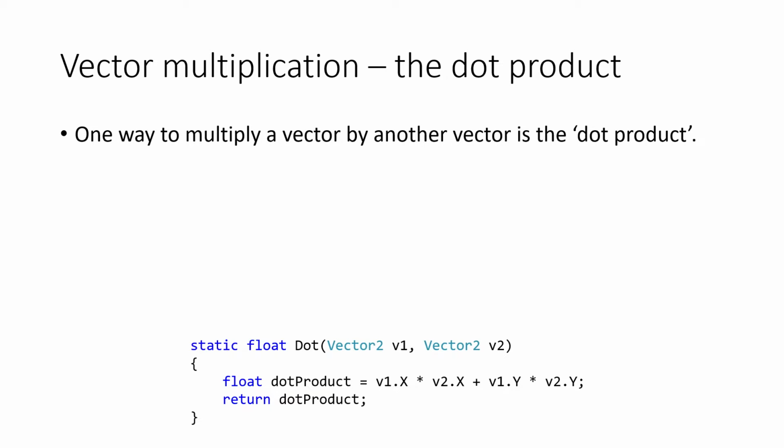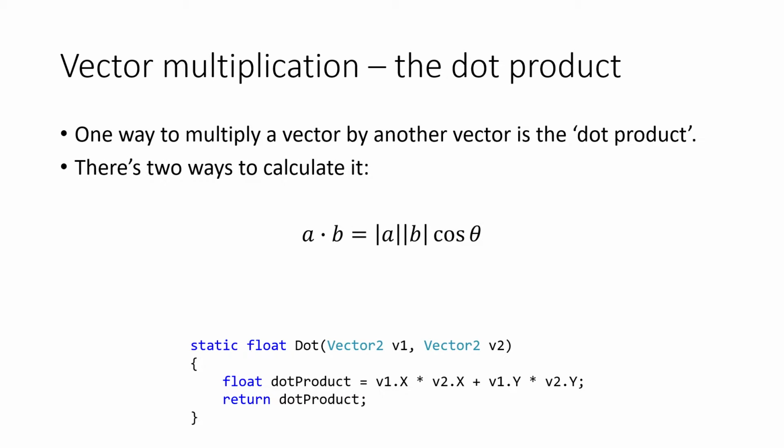So one way to multiply a vector by another is the dot product. So instead of multiplying by a scalar, we're now multiplying by a vector. The weird thing is though, you still get a scalar as your answer. So there's two ways to calculate it. There's the geometric method. So a dot b is equal to magnitude of a times magnitude of b times the cosine of the angle between them, which is theta.